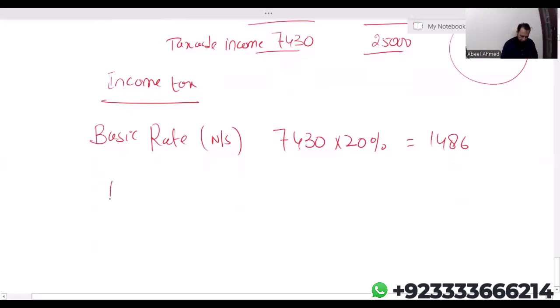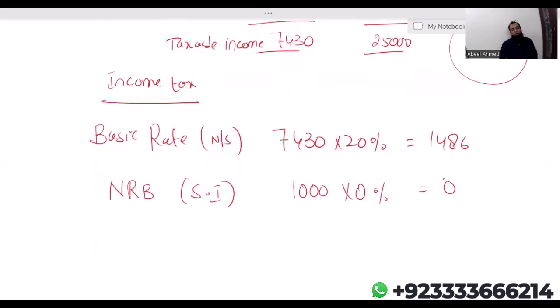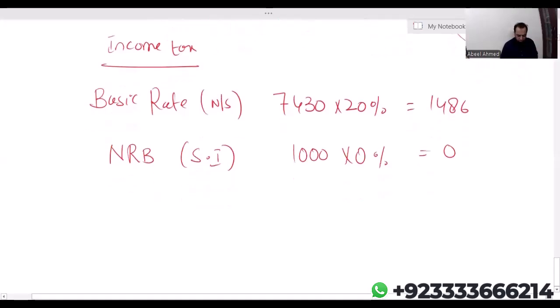So come here. Nil rate band, saving income, £1,000 into 0% is obviously 0. The total saving income which we need to tax is 25,000. Out of 25,000, we have taken 1,000 in the nil rate band. The remaining is 24,000. The remaining 24,000 actually falls in basic rate band. Why? Because this individual is not a high rate taxpayer. His total income is not exceeding 37,700. So that is why the remaining 24,000 of the saving income falls in basic rate band, where the applicable rate is 20%.